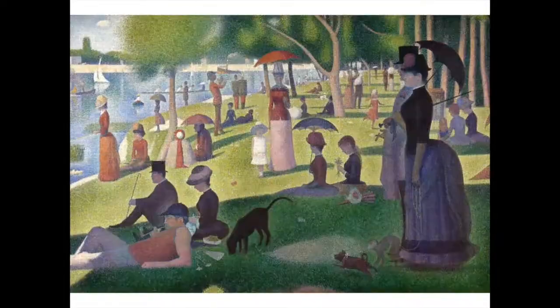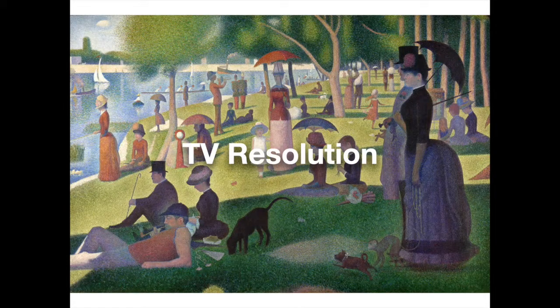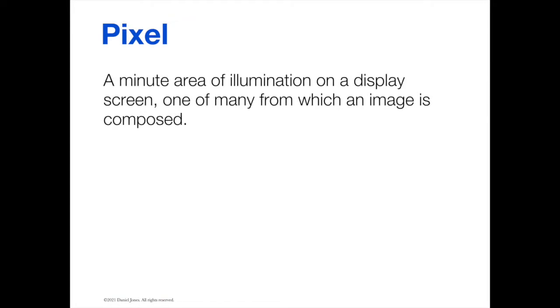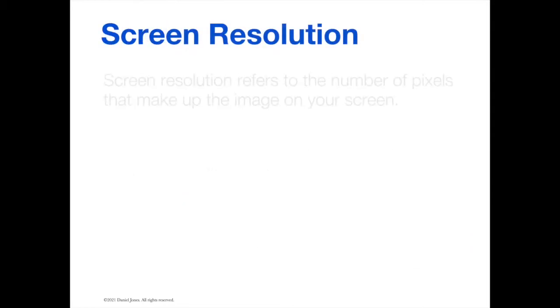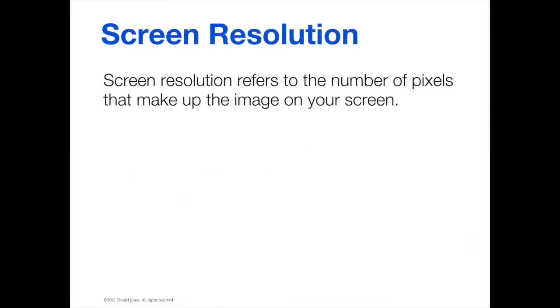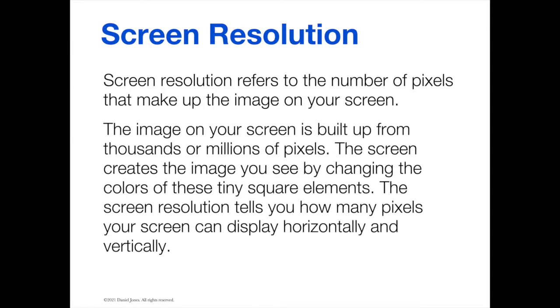For part 3, let's talk about screen resolution for your TV. What's a pixel? A pixel is a minute area of illumination on a display screen, one of many from which an image is composed. When it comes to screen resolution, we're referring to the number of pixels that make up an image on your screen.